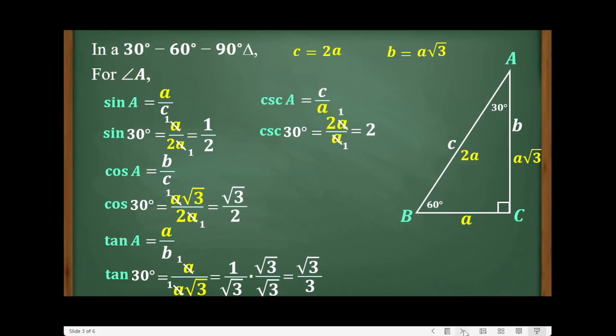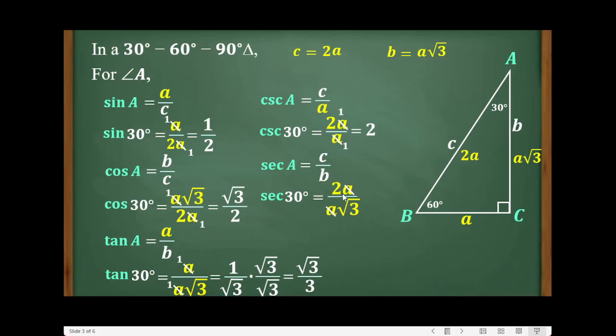Okay, next. Secant of angle A or secant of A is equal to what? C over B. Now, both C and B are to be replaced by their equivalent, which is in terms of A. Now, for C, that is 2A, and B is A square root of 3. Therefore, for secant of 30 degrees, that is what? The equivalent of C, which is 2A, and the equivalent of B, again, which is A square root of 3. Therefore, the numerator is 2A over the denominator, which is A square root of 3. Again, there is a common factor of A, so we can cancel them out.